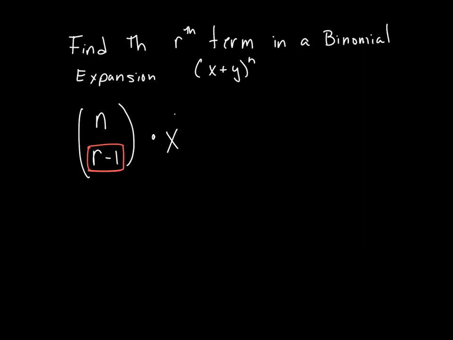So that's going to be n minus r minus 1, times y to the r minus 1. Because if I think about that as whatever that bottom number is, I subtract it from n in the exponent for the first term, and then it's just that value as an exponent for y.